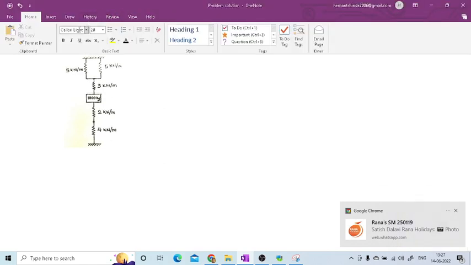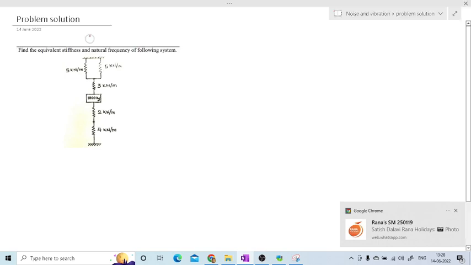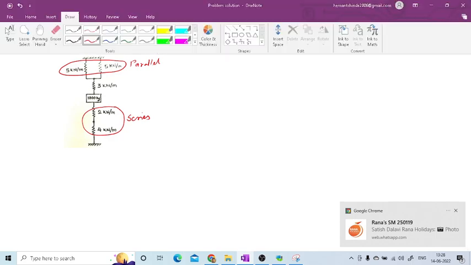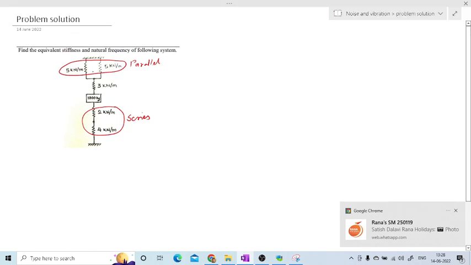Initially I'll start with the combination which is given here. This combination is a series, and here this combination is parallel. Now how to determine this series and parallel combination? The simple rule is, if for two springs displacement is same, means this point is going to move in downward direction, so displacement will be same, then that combination is parallel combination. Means where there is displacement same, that is the parallel combination, and this one will be the series combination.